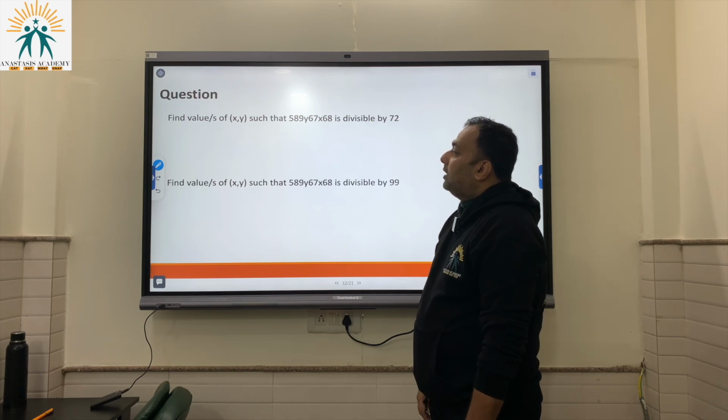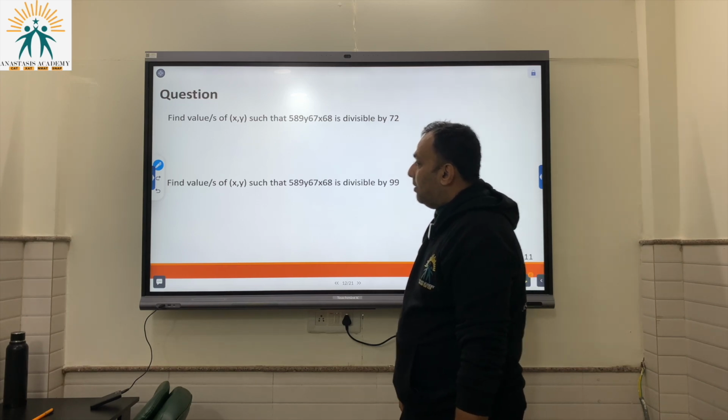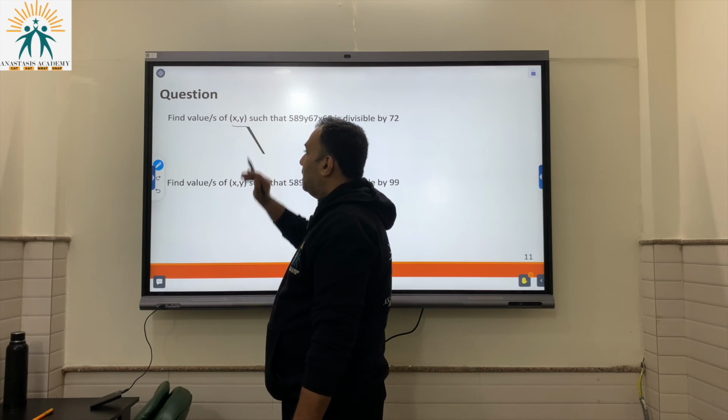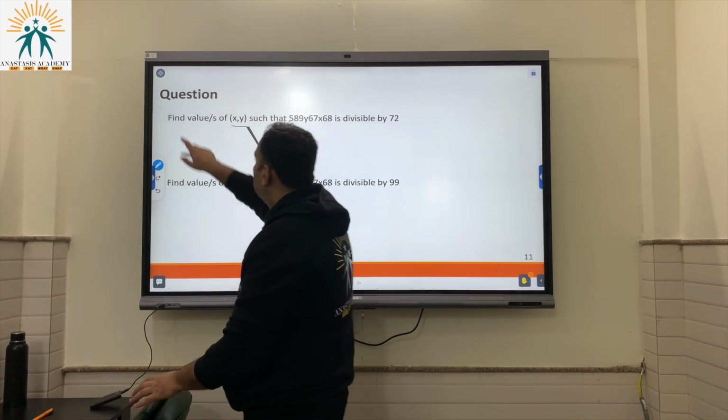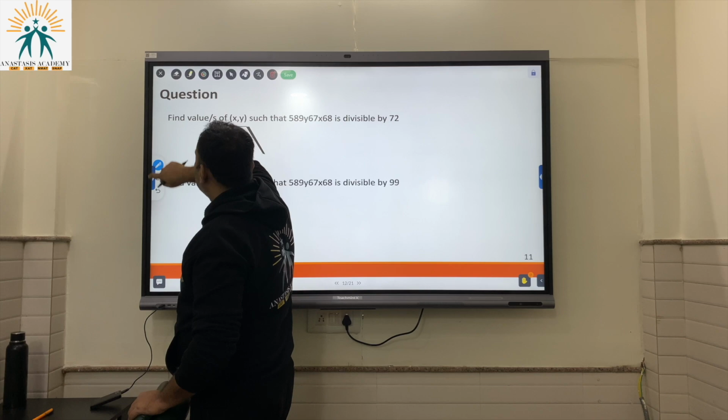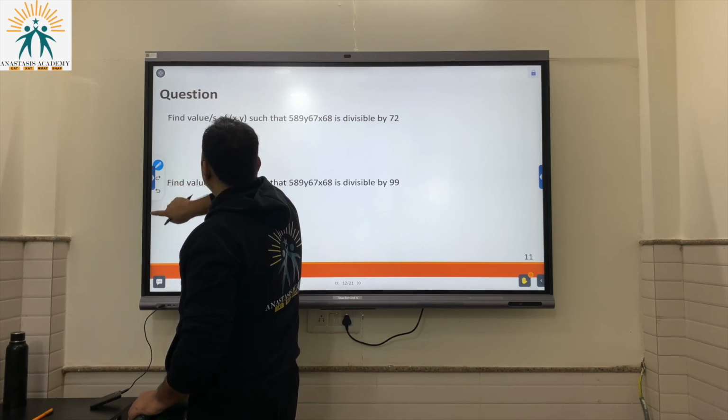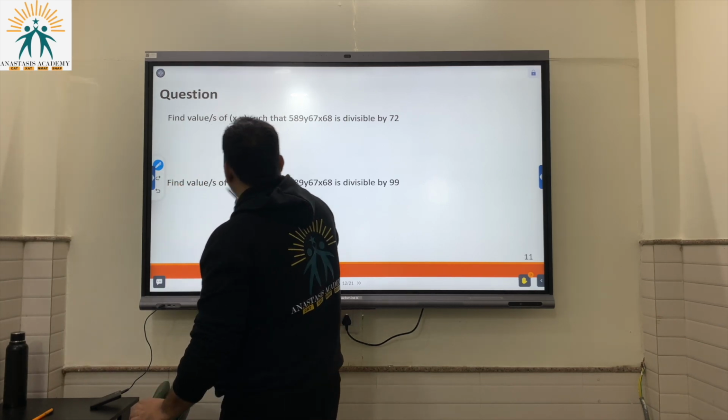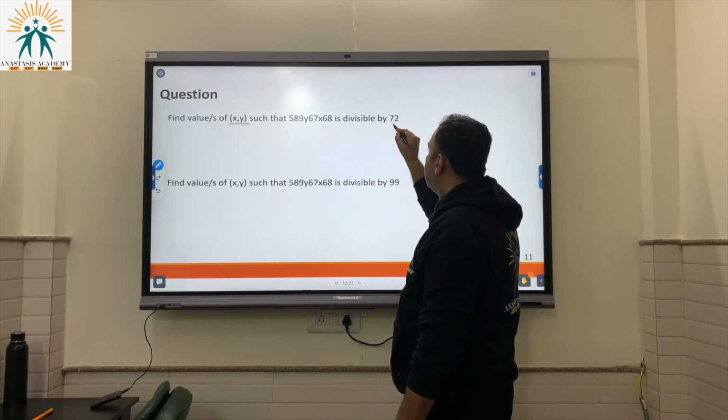Let's say find the value or values of x, y. Find the solution set for x, y. Okay, I can do this now. Solution set for x, y such that this number is divisible by 72.